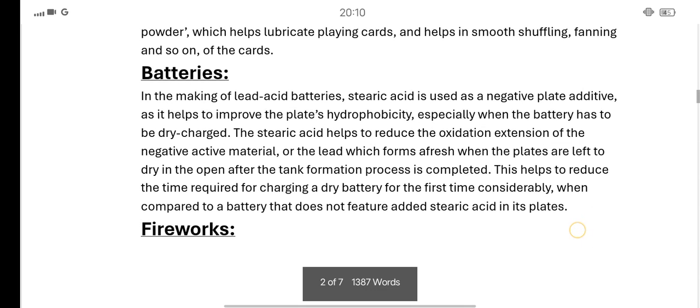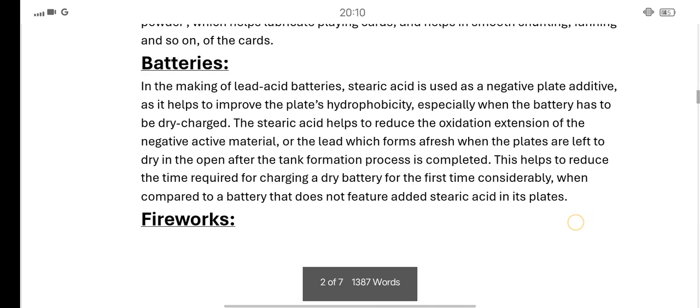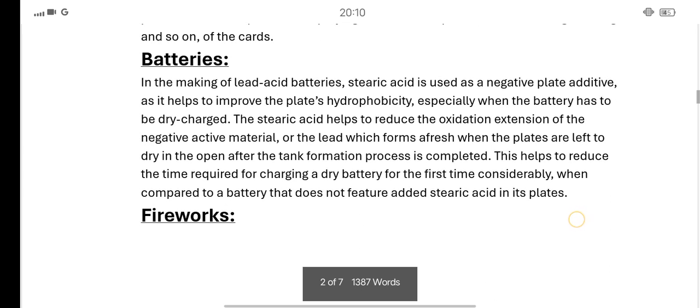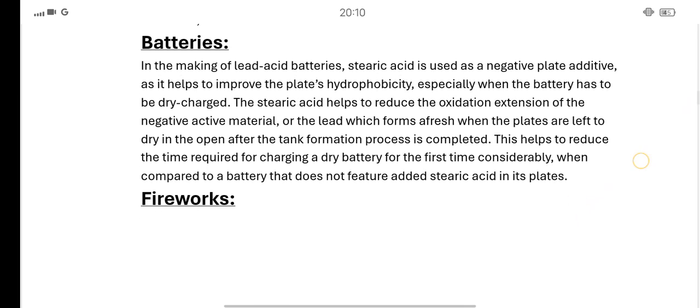Use of stearic acid in batteries. In making of lead acid batteries, stearic acid is used as an active plate additive, and it helps to improve the plate hydrophobicity, especially when the battery has to be dry charged. The stearic acid helps to reduce the oxidation of the active material, the lead, which forms afresh when plates are left to dry in the open after the tank formation process is completed. This helps to reduce the time required for charging the dry battery for the first time when compared to a battery that does not feature added stearic acid.